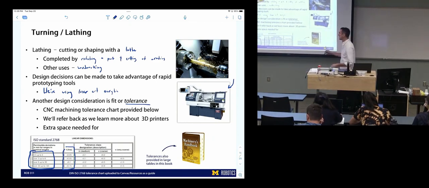So what I wanted you to see is, if you go to this page in Canvas Resources, it'll have all the different types, rotational or angular tolerances, linear tolerances. It gives you this information that is what I would say is the state of the art right now.